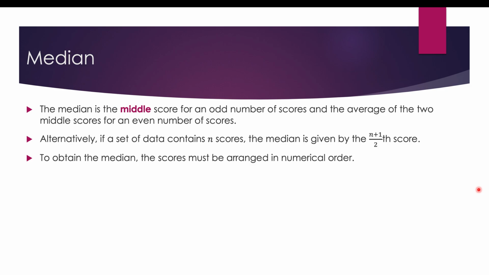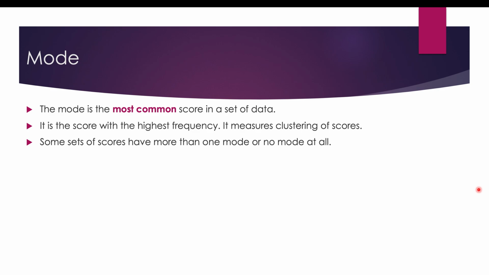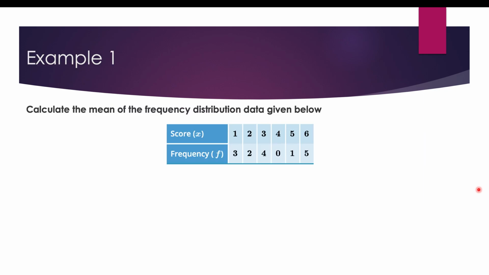The median is the middle score of the set. I think all of these are better explained with examples, so we're going to be doing a lot of examples in a minute. But in order to obtain the middle value, we need to arrange the data in numerical order. And the mode is the most common score in the set of data, the score with the highest frequency. That's the one that is the mode. So let's do an example.